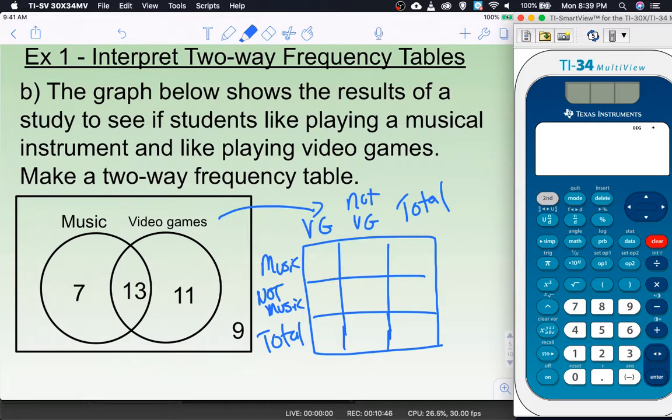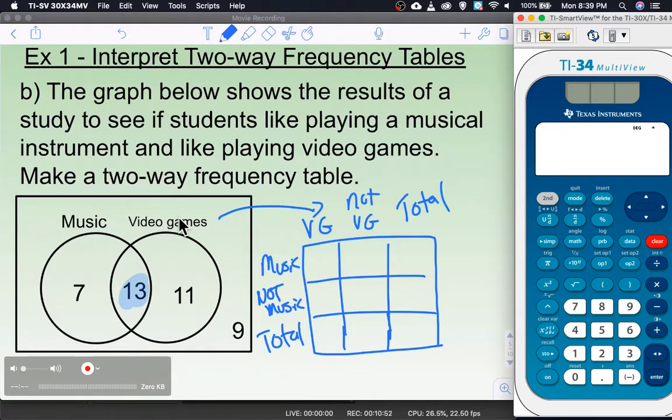All right, so these 13 people like to play video games because they're in the video game circle, and these 13 people like to play music. So where in my table do I have a place for people who like video games and like music? It's right here, this spot. They like video games, they like music. That's where they go.